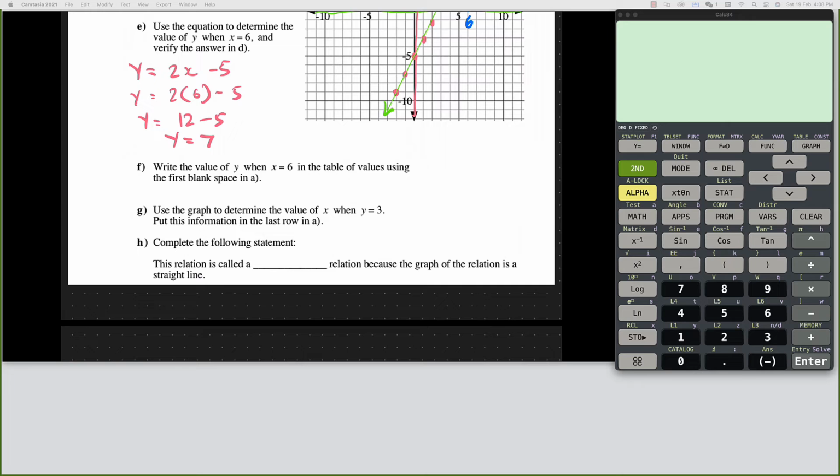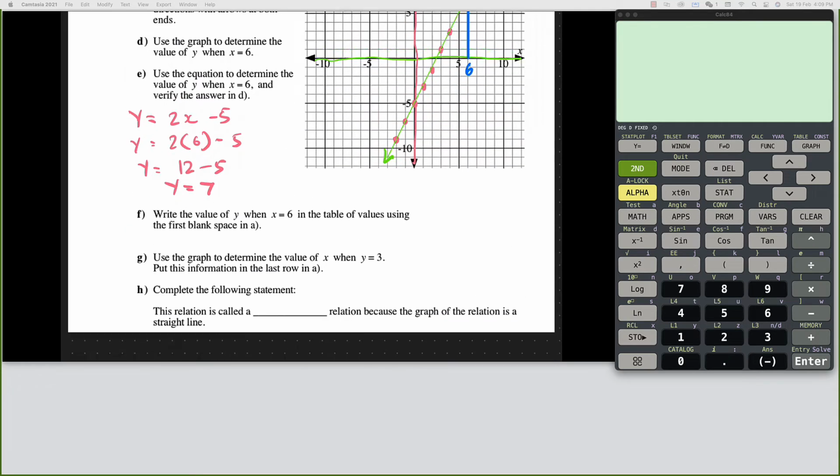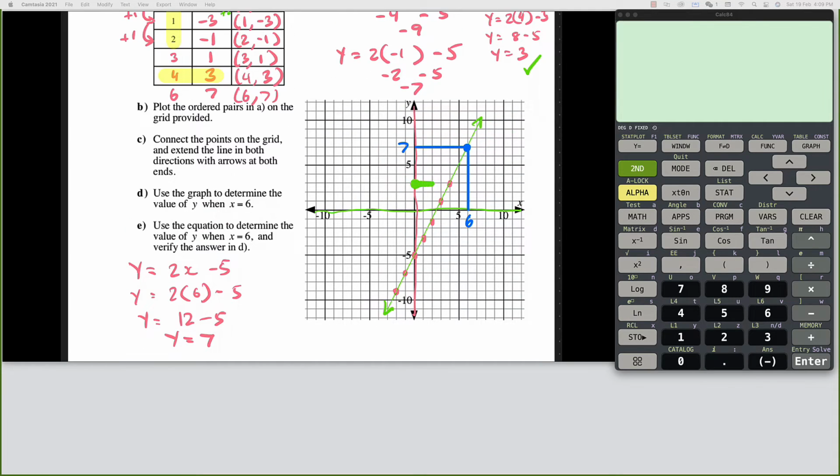Use the graph to determine the value of x when y equals 3. Well, same thing. What I want to do is I want to find y is 3. Is that what it's saying? When y is 3, and I want to draw a line straight across until I hit that line and then come down at that point to, well, it doesn't really line up there, but it would line up right there. So basically when y is 3, the x lines up with 4.